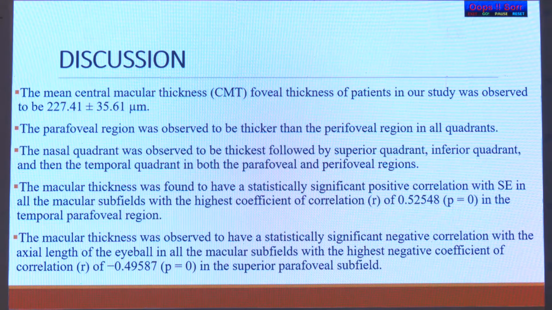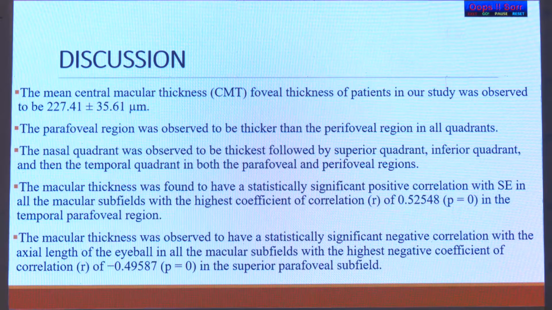And coming on to the discussion, the central macular thickness was 227.41. The parafoveal region was observed to be thicker than the perifoveal region. The nasal quadrant was observed to be thickest, followed by the superior, inferior and temporal quadrants. The macular thickness was found to have a statistically significant positive correlation with the SE, and a statistically significant negative correlation with the axial length.